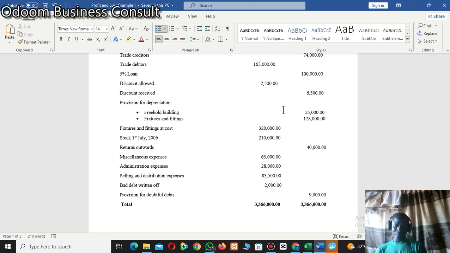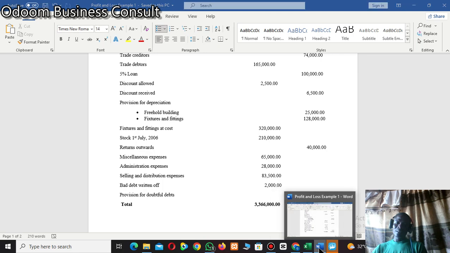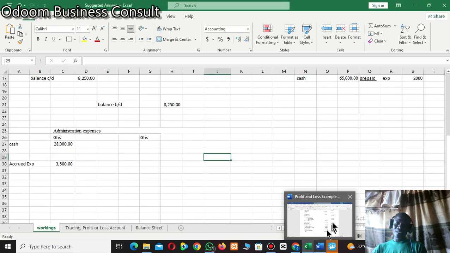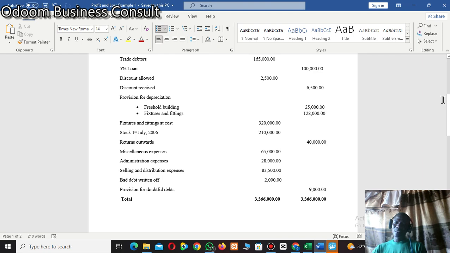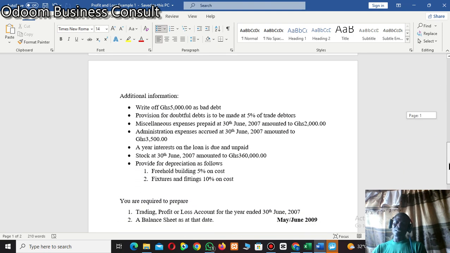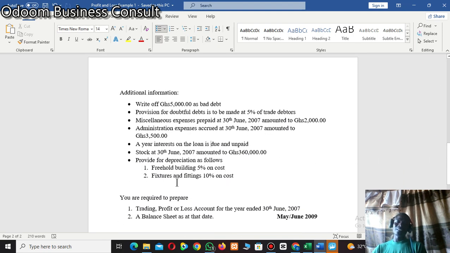So 5 over 100 times 100,000 will give us 5,000. So every year the business is supposed to pay 5,000 cedis as an interest on the loan. And the question is telling us that the interest for that year is due. What it means is that we are to make payment for that. The time for us to make payment on the loan is ready.